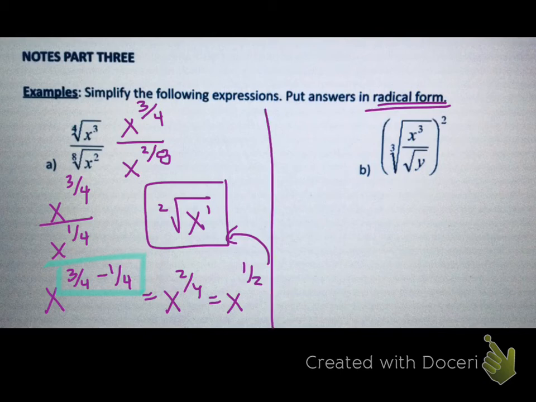Letter B, again, we're going to focus on the inside first. So I'm going to just focus on that part. In the top, I have x to the third power. And in the bottom, I'm going to rewrite this as y to the 1/2 power. Now I'm going to put parentheses around this. What I just wrote in parentheses is still underneath this cube root, which is also raised to the second power.